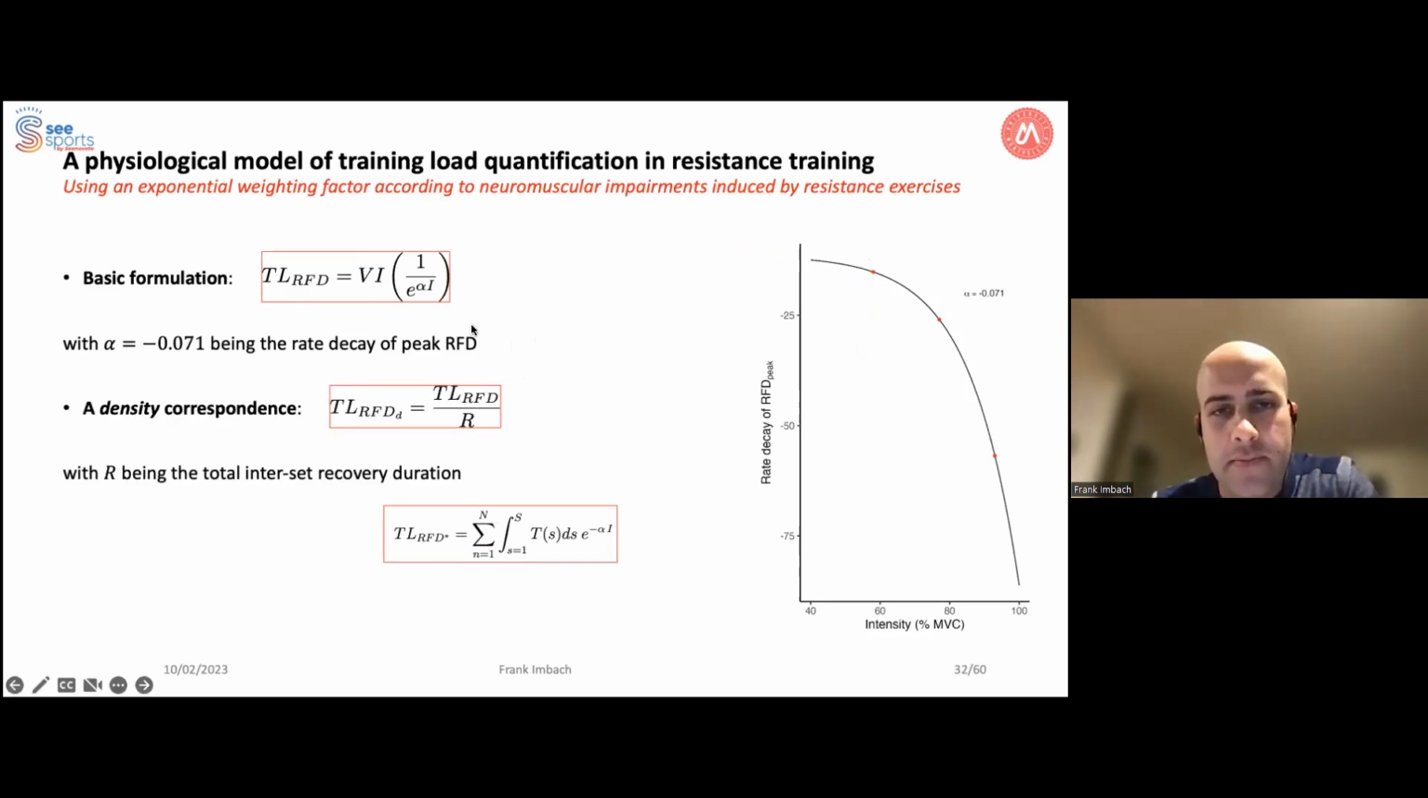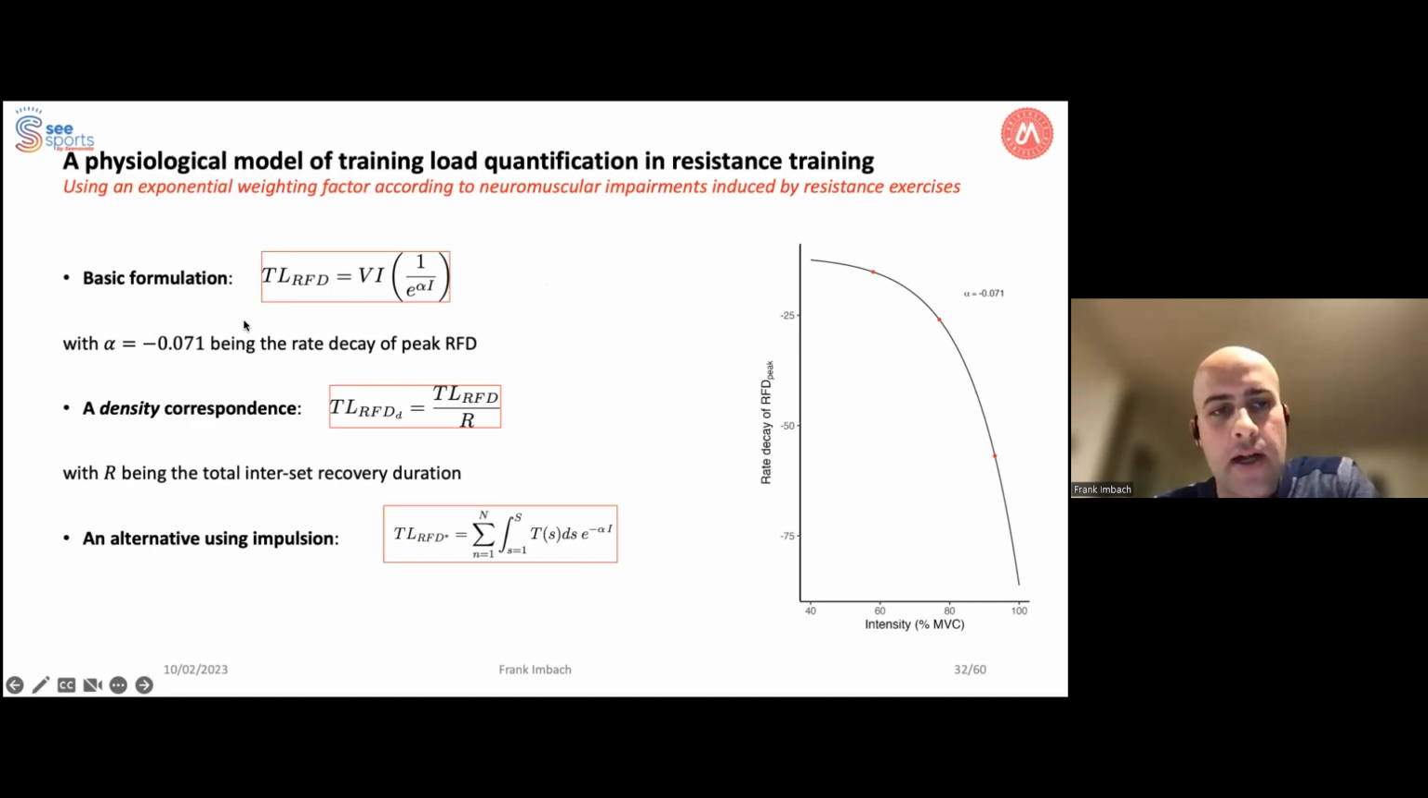So to consider muscle fatigue in the training load quantification, we provided one main basic formulation of a new model and two alternatives. The first one is based on this figure, which is the relationship between rate decay of RFD, we took the 100 milliseconds one rather than the peak, and the relative intensity. So we have an exponential relationship. The first one is just the product of volume and intensity and this factor which includes alpha, which is the slope of the relationship.